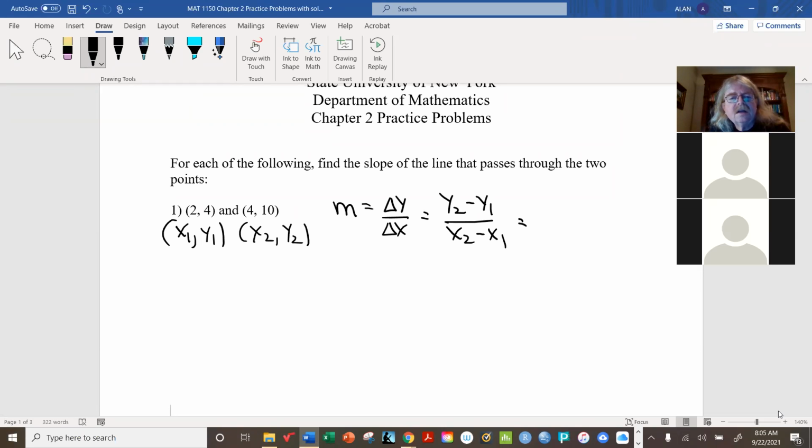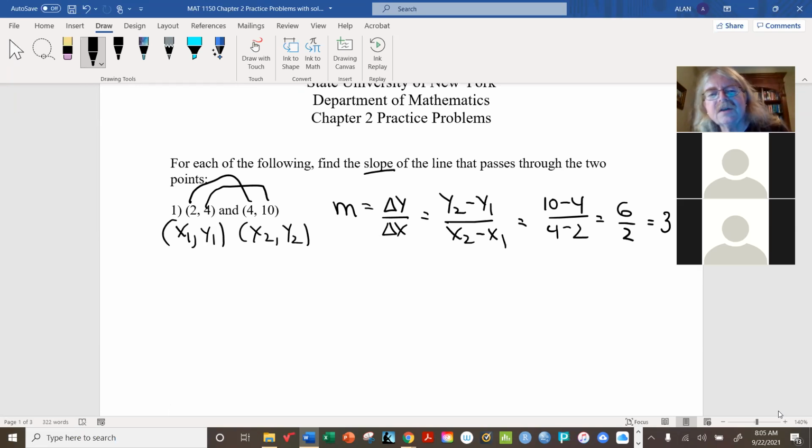So the difference in the y's is 10 minus 4. The difference in the x's is 4 minus 2. So we have 6 halves, which is 3. Oh, I just realized that it doesn't ask for the equation, it just wants the slope. Well, that's so much the better.